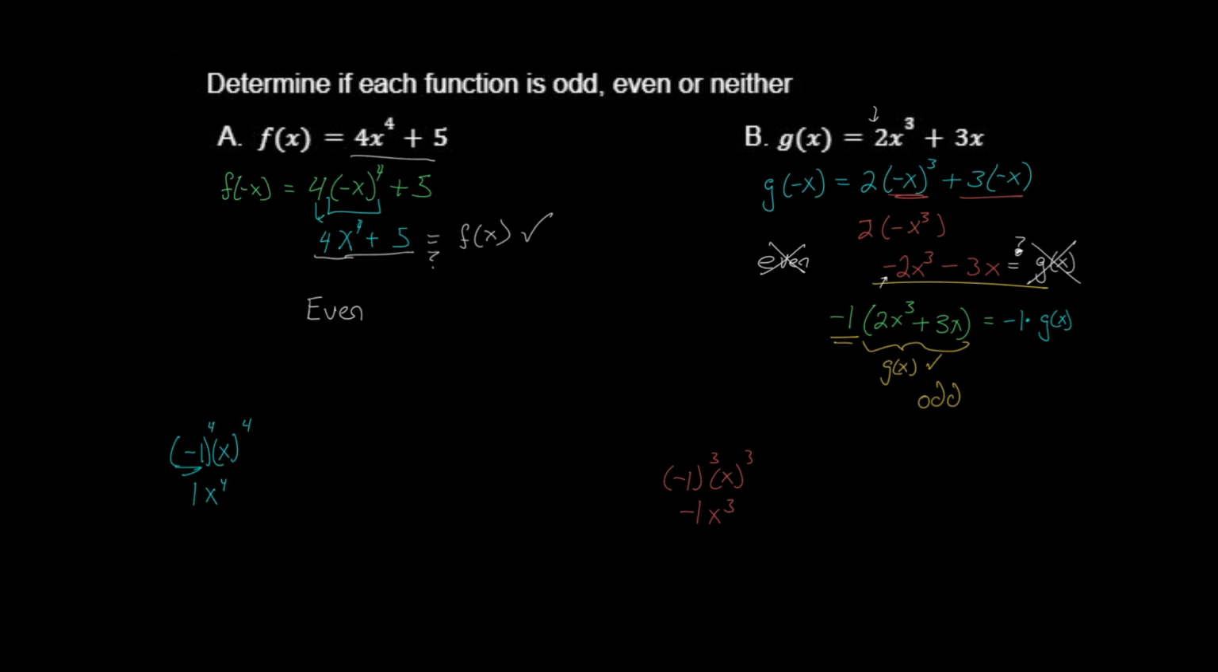And just as a reminder, if you have negative x in parentheses to an odd power, then it's the same thing as negative x to that same power. However, if it is negative x in parentheses to an even power, any number to an even power becomes a positive, so it would end up being just x to that same original exponent if the exponent's even.